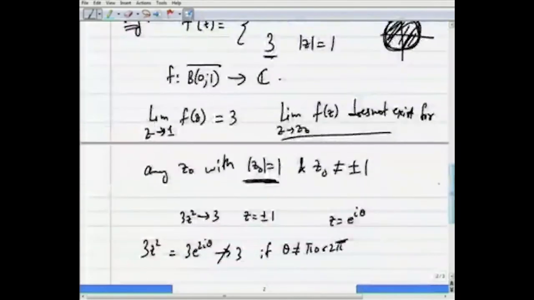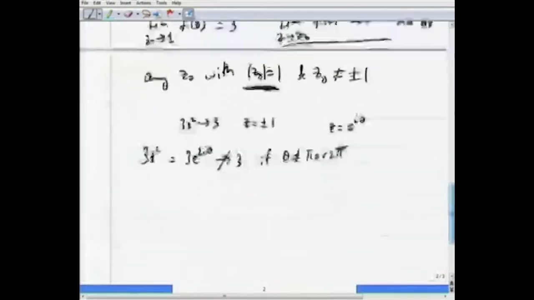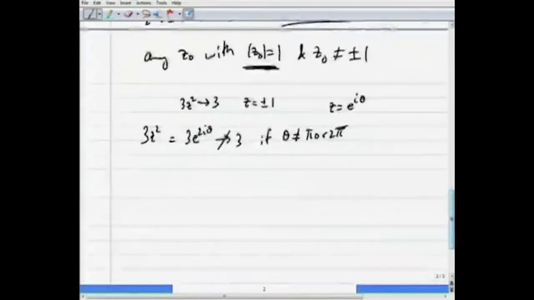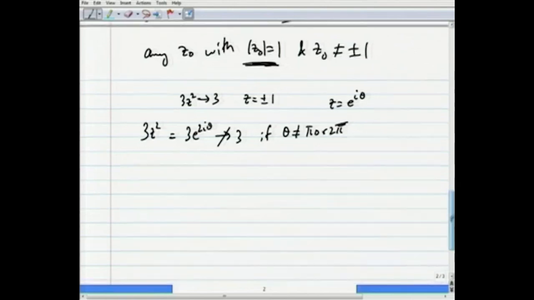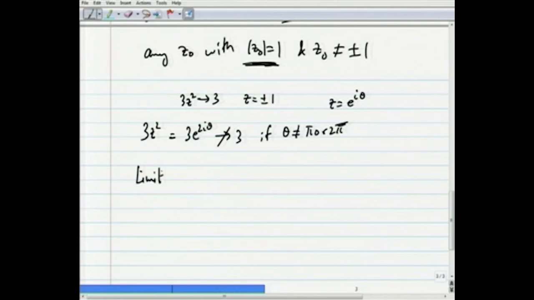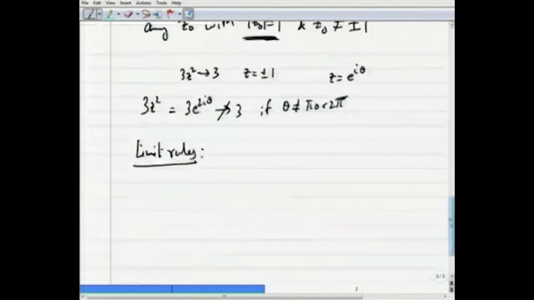Since the viewer is already familiar with the concept of limits from real analysis, multivariable calculus in particular, I will assign this as an exercise to the viewer. And moving on, there are the following limit rules.